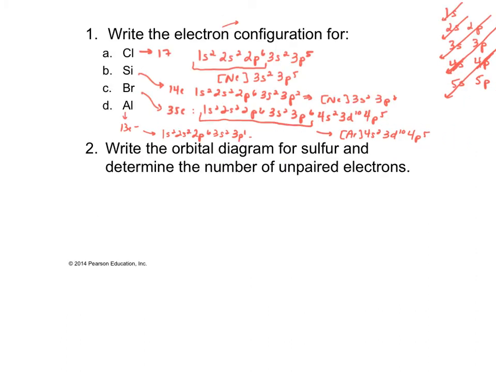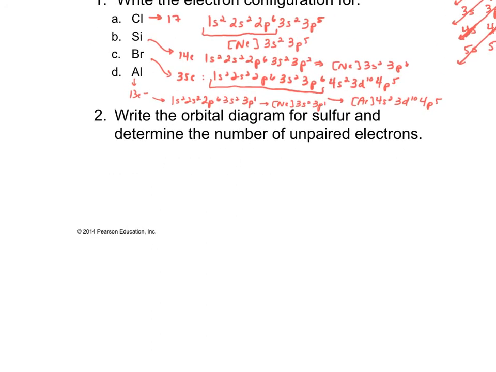And again, this can be abbreviated by neon, 3s2, 3p1. Now, the orbital diagram for sulfur. That sounds terrible. Okay, so sulfur. Sulfur's down there, below oxygen. It's got 16 electrons.